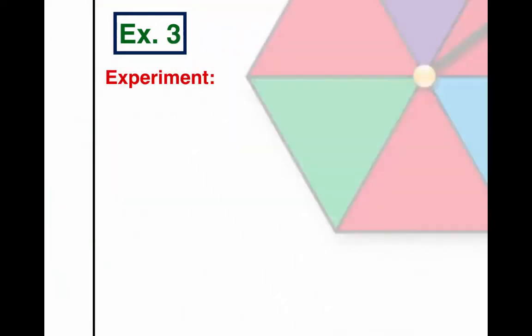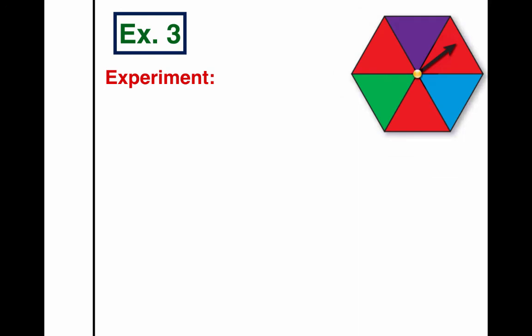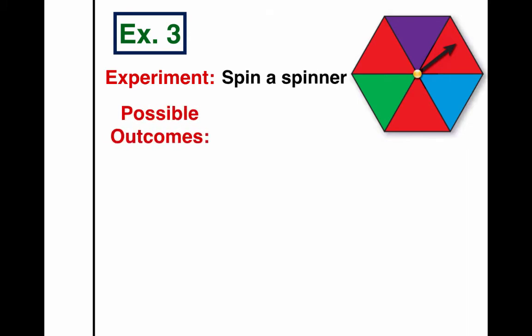Okay, let's look at another example here. Here's our next experiment. We're going to spin this spinner. We're going to flick the spinner and see where it lands. So the experiment is spin a spinner. The possible outcomes, well, what are all the options? Well, it looks like we've got colors. There's red, there's purple, there's blue, and there's green. So I see 6 different sections and 6 possible outcomes if you count up all the areas it could land into. 6 sections and 6 outcomes.